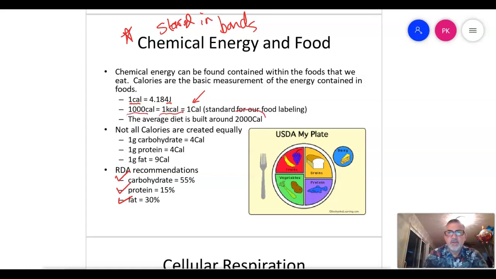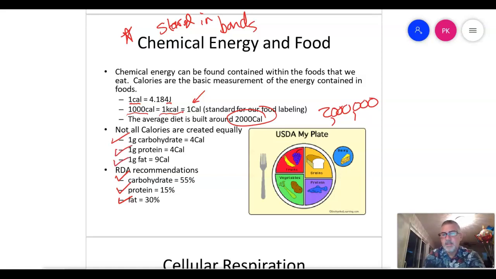So in our standard 2,000 calorie diet, really that's 2,000,000, right? Because it's times 1,000. So it's 2 million calories. You're eating 2 million lowercase calories or 2,000 uppercase Calories per day, and your dietary labeling has to do with that. We say that not all calories are created equal. One gram of carbohydrates is 4 uppercase Calories or 4,000 lowercase. A protein is 4, and a fat is 9.